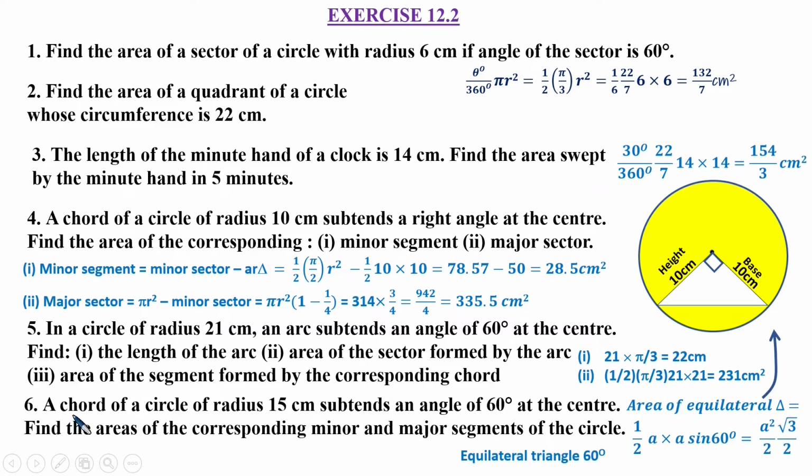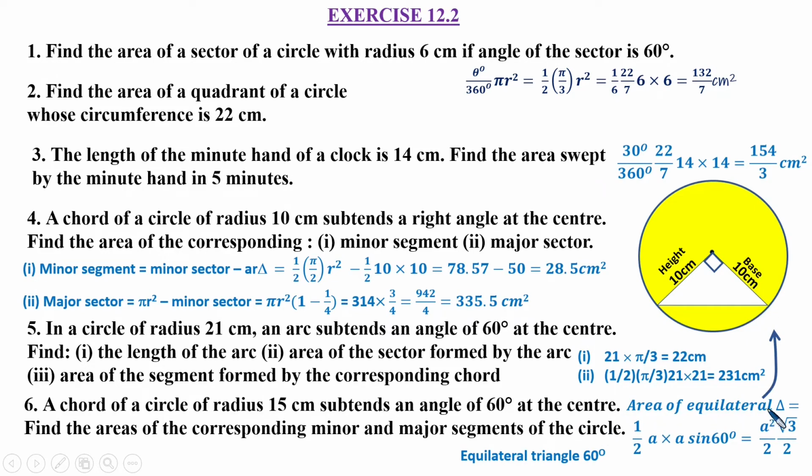Next, exercise 6. A chord of a circle of radius 15 centimeter subtends an angle of 60 degree at the center. Find the area of the corresponding minor and major segment of the circle. So here, if this angle is 60 degree and this is 15 centimeter, it is an isosceles triangle. Two sides are equal. If it is 60, then this also is 60 plus 60.